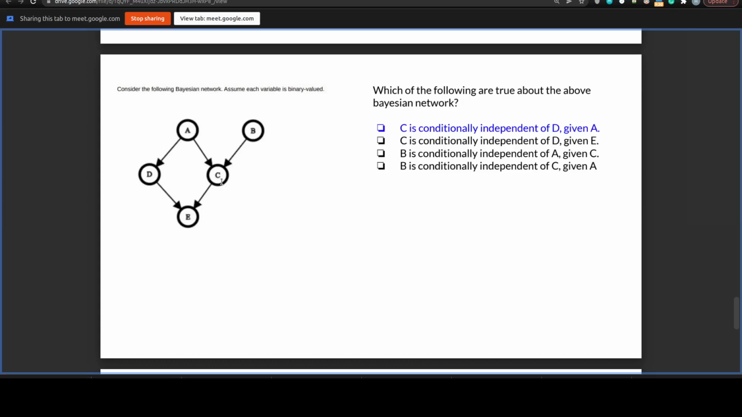B is an independent variable, so I want to calculate B given A and C, right? So how can I write this is that I can write this as P of B. Wait, let me just try to do a bit of whiteboarding. Just bear with me.